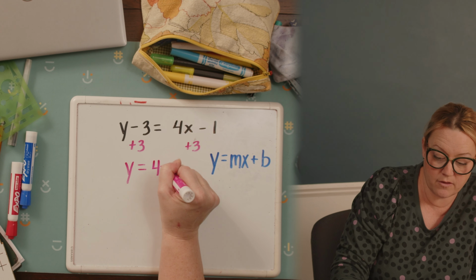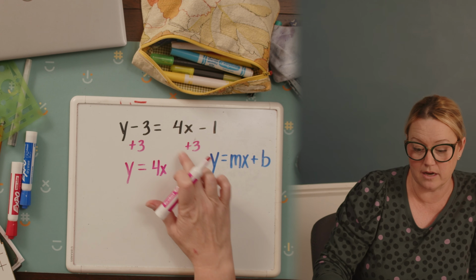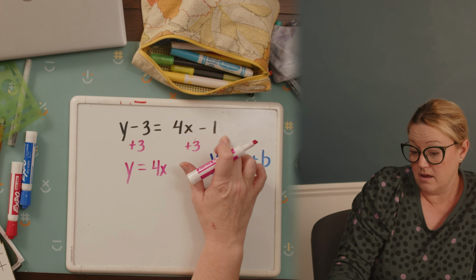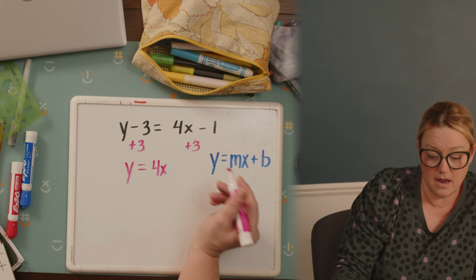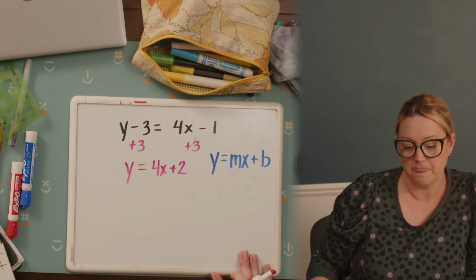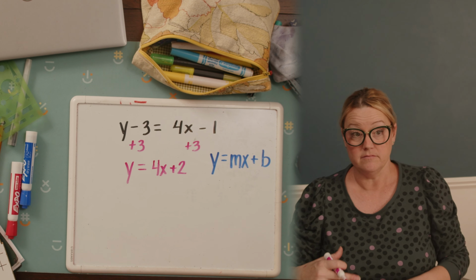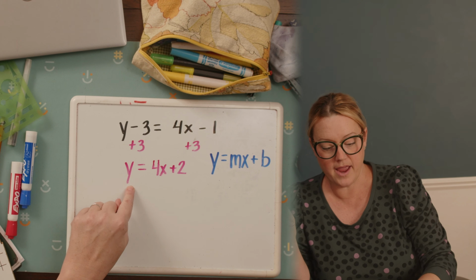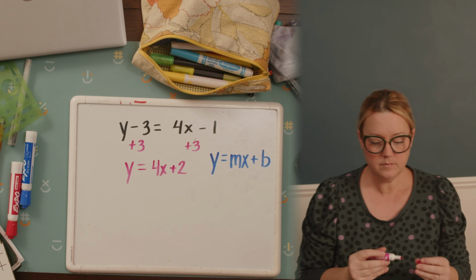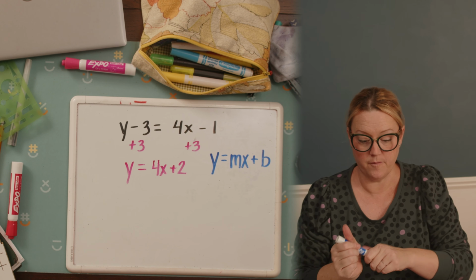I haven't done anything to the 4x, because those are not like terms. I can't add that 3 to 4x, but I can add the 3 to the negative 1, and that gives me positive 2. Okay. So if y minus 3 equals 4x minus 1, then also y equals 4x plus 2. All right. So now that I have that, I've got my information.